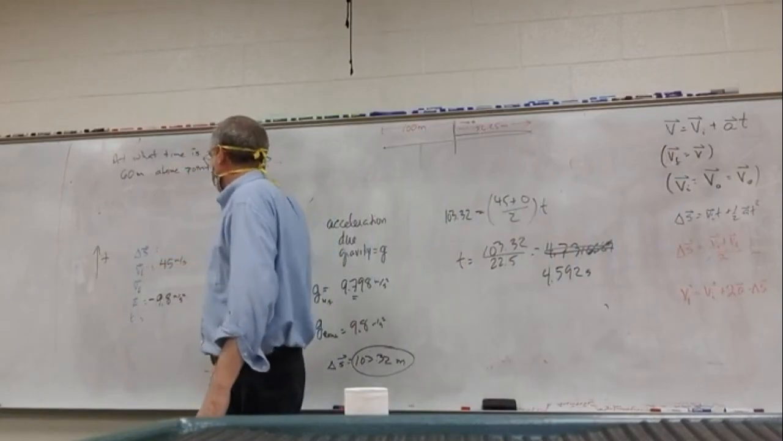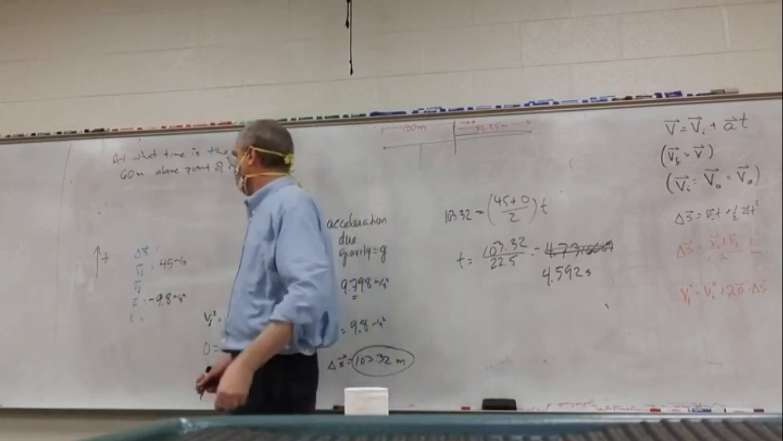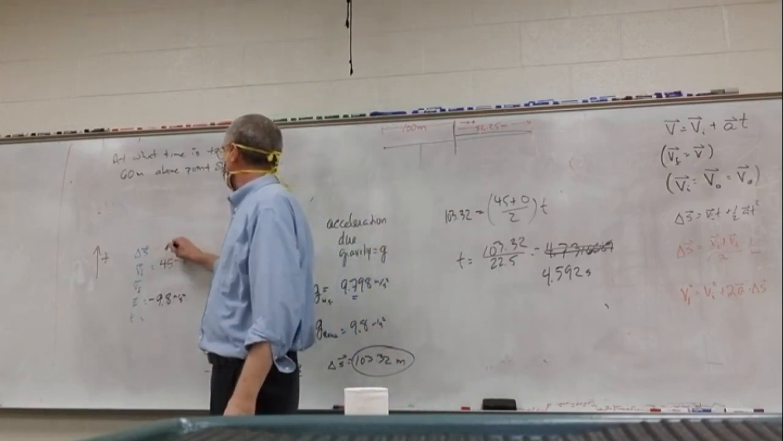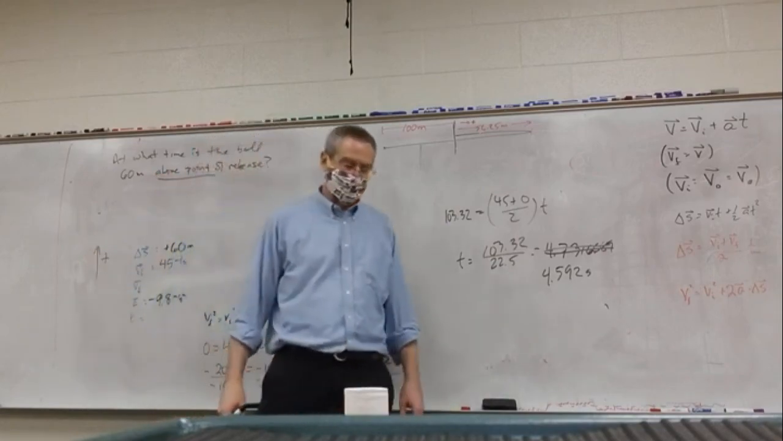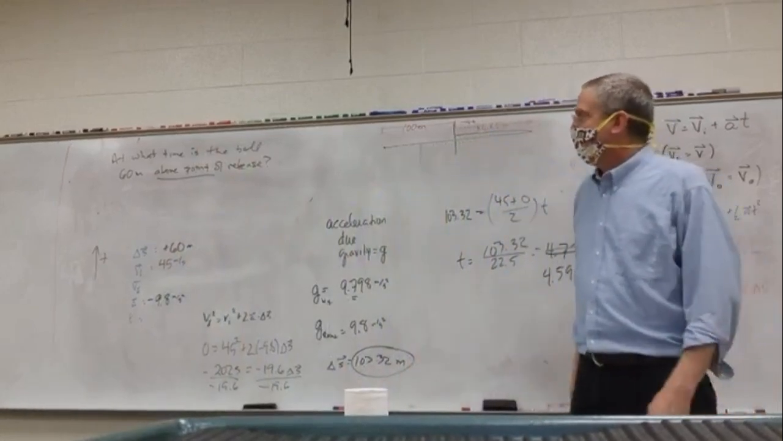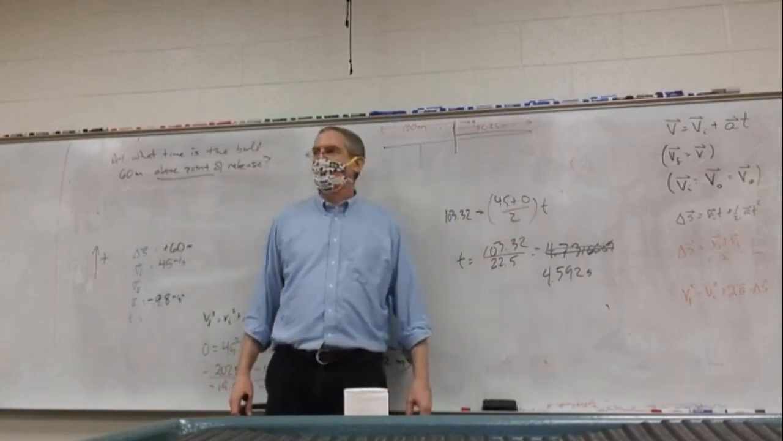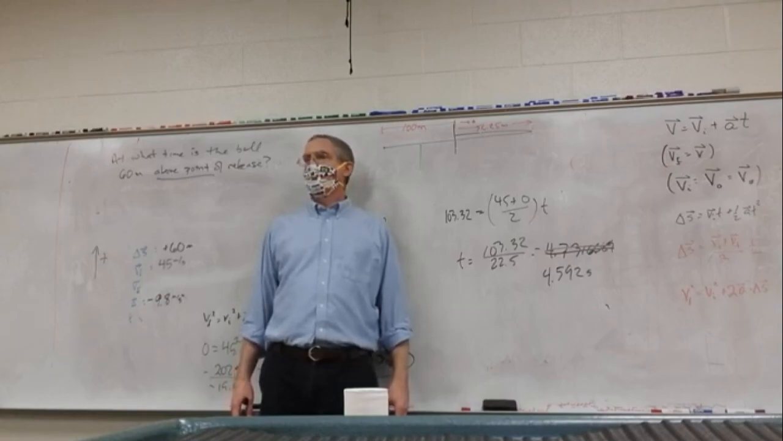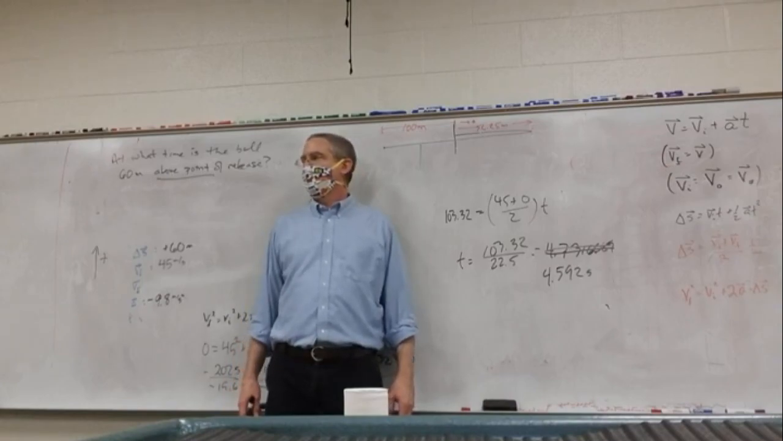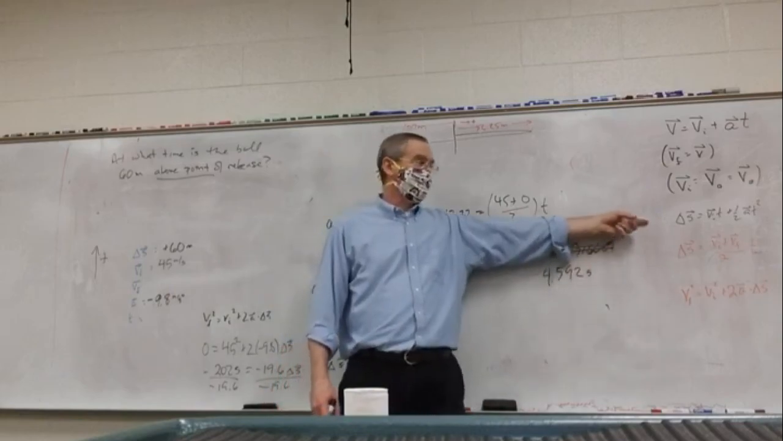Final velocity is not zero anymore, because we are now dealing with a point that's not at the peak. I do have displacement. It is positive 60 meters because the question is above the point of release, and we said up was positive. And I'm solving for time. Which equation? Well, since I don't know what the velocity is, the second one seems good.